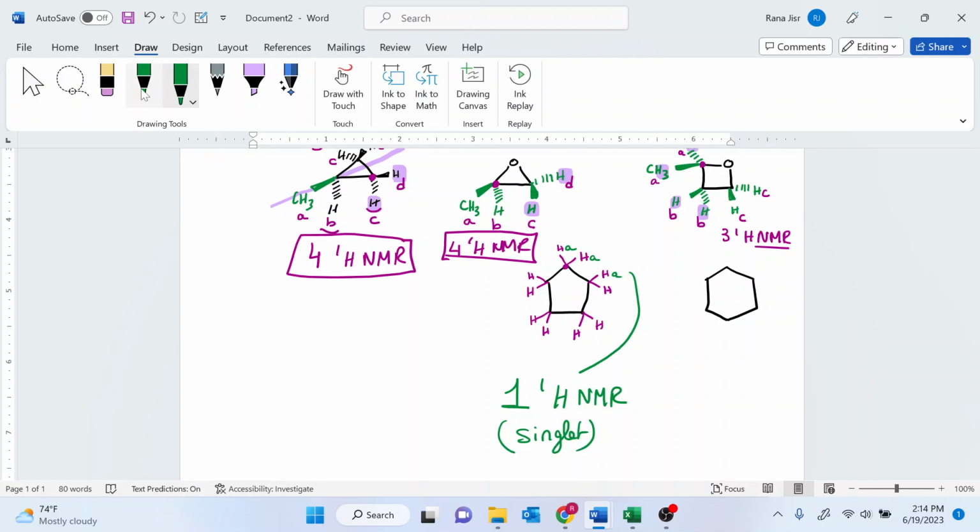Same thing for the cyclohexane. You have only one type of hydrogen among all. So also you're going to see there's going to be hydrogen A, hydrogen A, hydrogen A, hydrogen A. Same thing. So you're going to see only one proton NMR signal, and it's going to be a singlet.